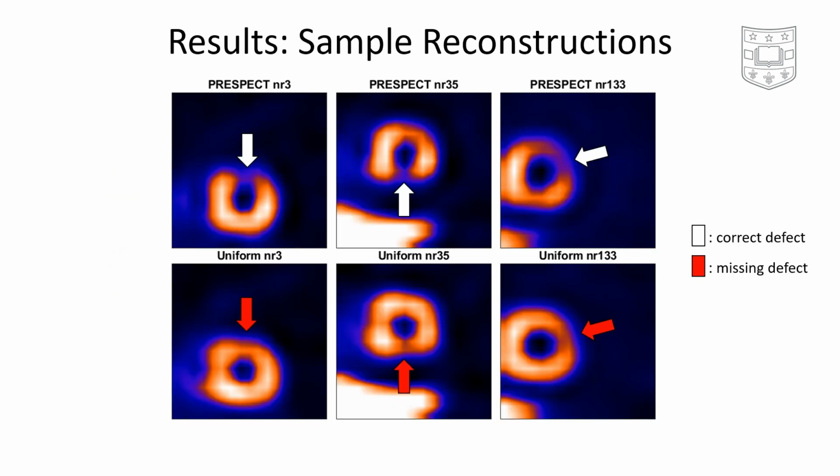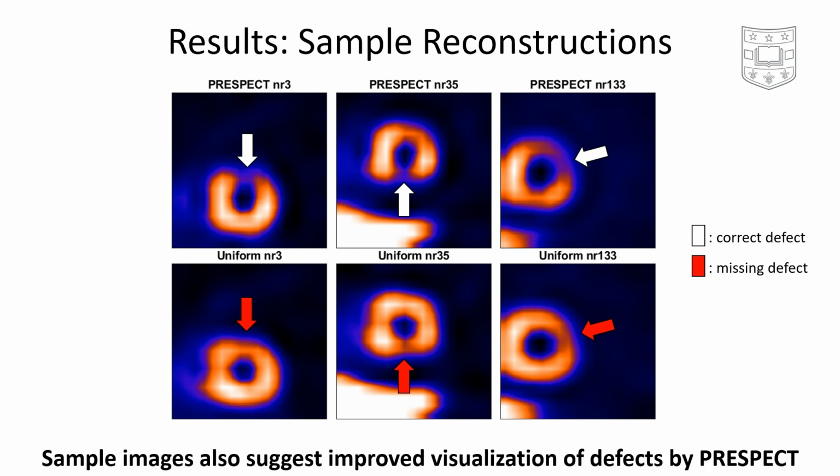We can also corroborate these results by looking at some sample reconstructions. Here we see that the PRESPECT protocol improved defect visualization for an anterior, inferior, and lateral defect. And this suggests that we could have an improved visualization of defects by using acquisition with PRESPECT for a variety of defect locations.